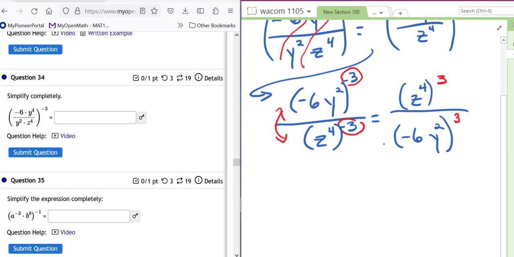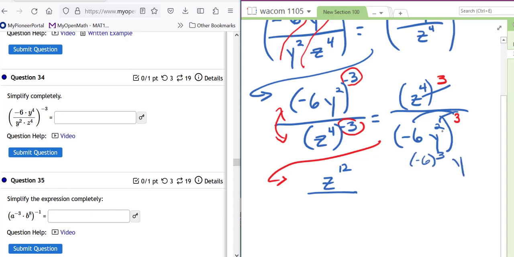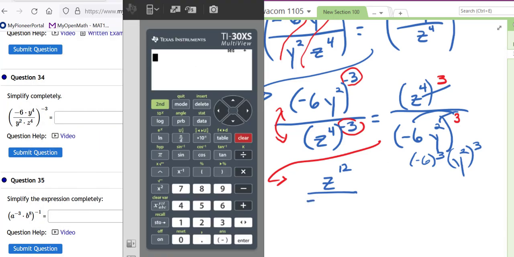This one is going to give us z to the 12 on top. Power to a power, keep the base and multiply. So z to the 12. This one is a product to a power. So your 3 is going to apply to each one. So we're going to have negative 6 to the third and y squared to the third. Negative 6 to the third you're going to do on your calculator. It is going to be negative.